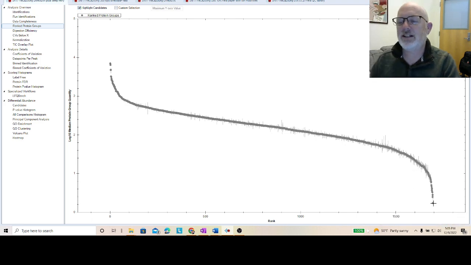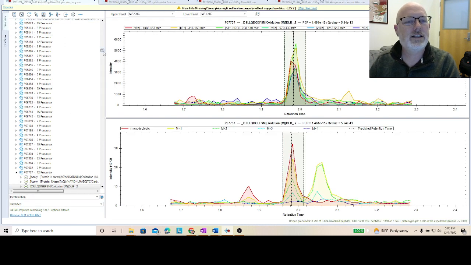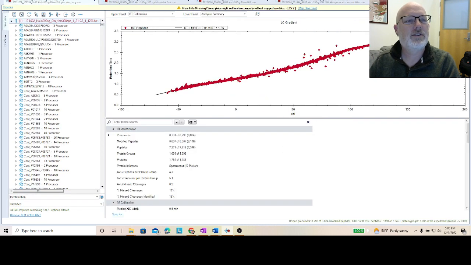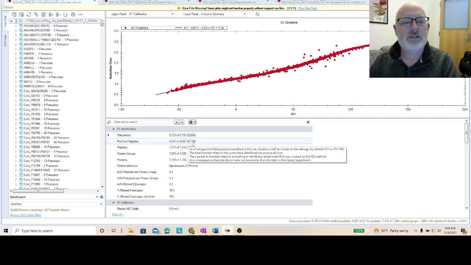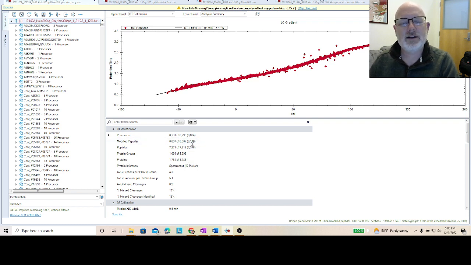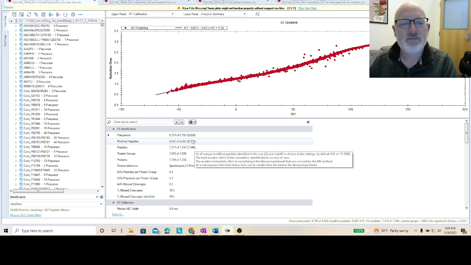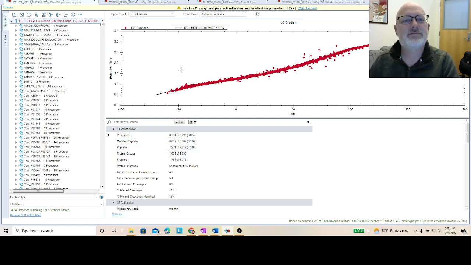I don't know why it's blinking like that, but it's some kind of calcium channel. All right, so let's go back to the beginning. Look at the number of IDs. So around 8,000 peptides. That's probably a more consistent number to look at when we look at the other runs. And about 1,600 protein groups.